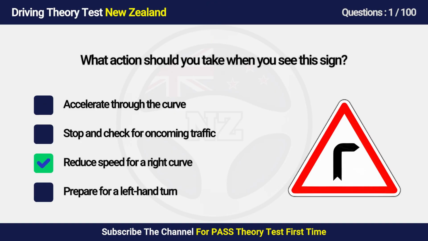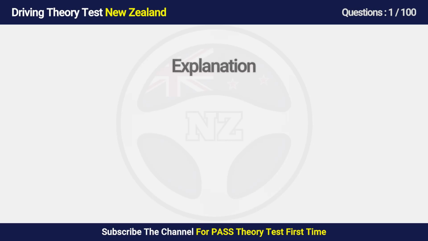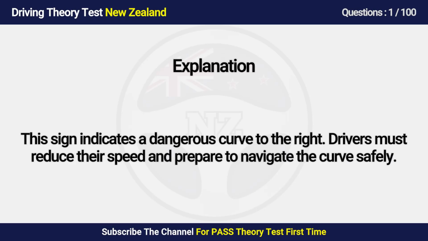Answer is C. Reduce speed for a right curve. This sign indicates a dangerous curve to the right. Drivers must reduce their speed and prepare to navigate the curve safely.